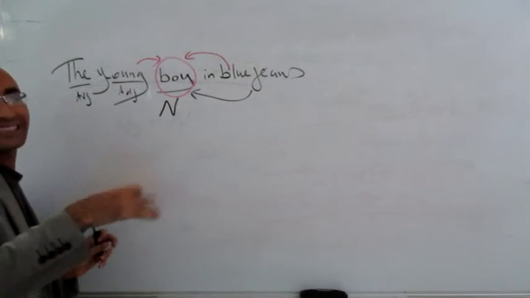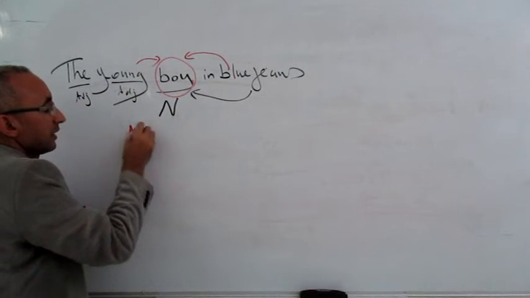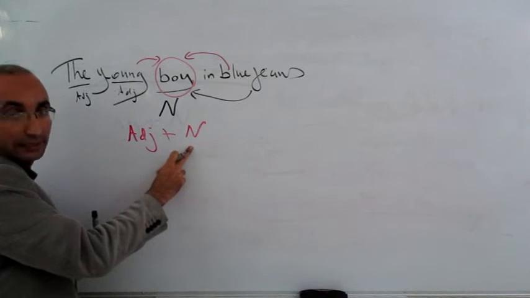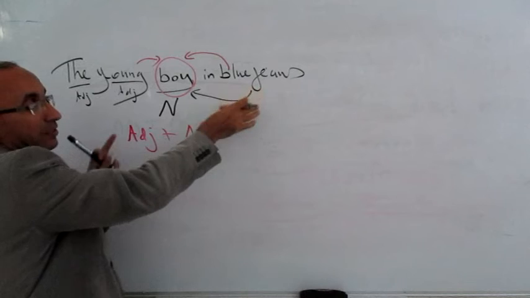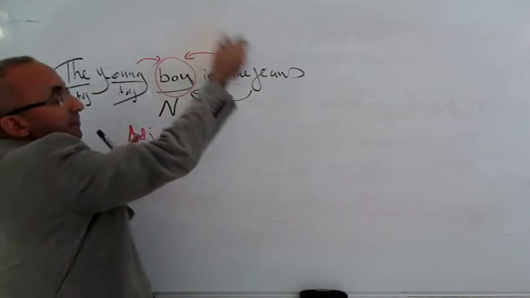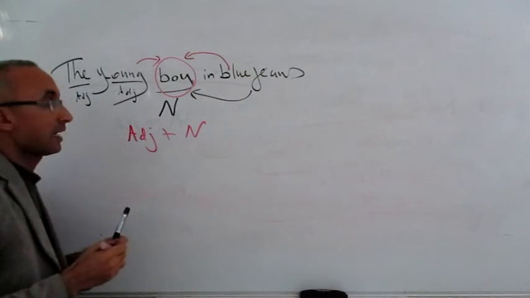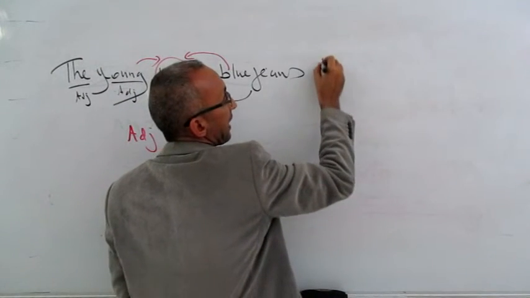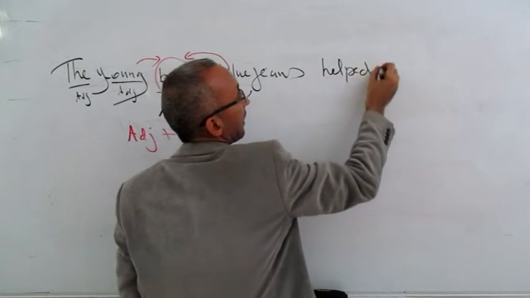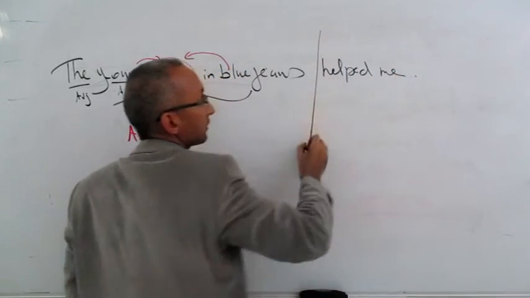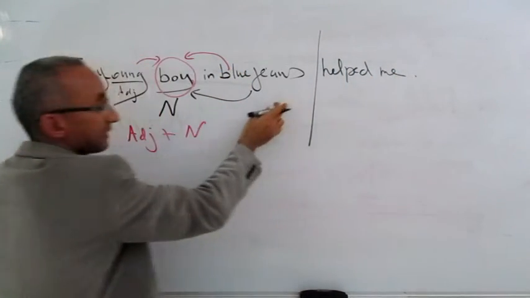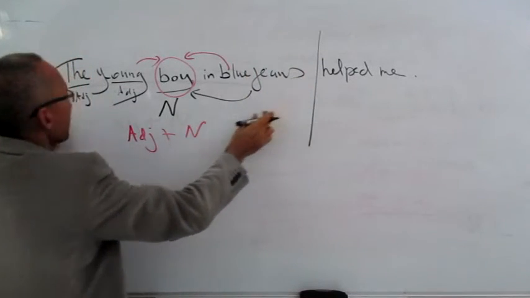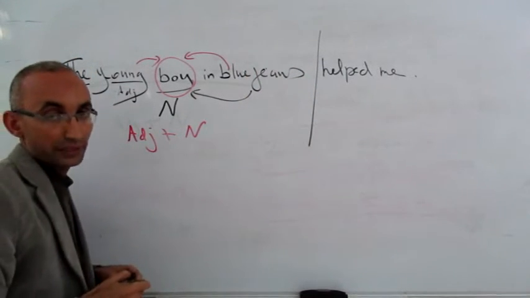And usually its common form is what? Adjective plus noun, the strong boy, noun phrase. Clear, usually. But sometimes the words which refer to it come after the noun, like in this example. So here, the young boy in blue jeans helped me. Helped me is my predicate, here is my subject, which consists of what? A noun phrase.